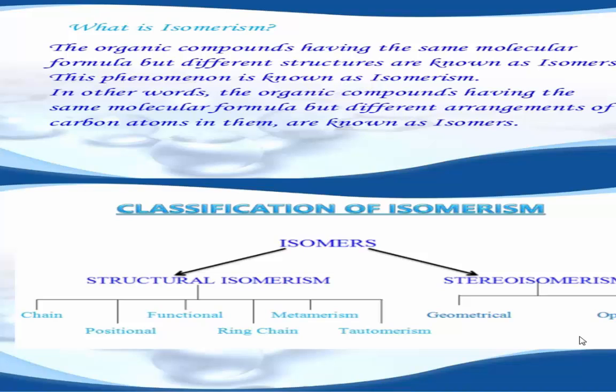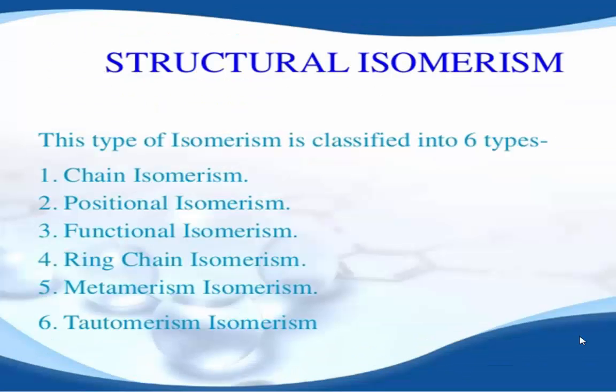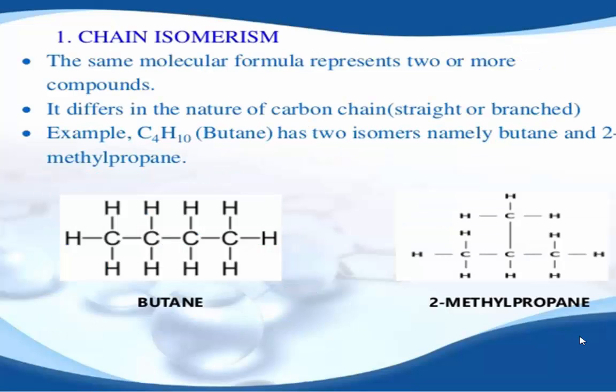In presence of stereoisomerism, there are two types. One is geometrical isomerism and another one optical isomerism. Yes, students, in presence of structural isomerism, we know main important points: chain isomerism, position isomerism, functional, meta, and tautomerism. First, come to the point of chain isomerism. What is chain isomerism? Here, the compounds having same molecular formula but change in the chain of carbon atom.